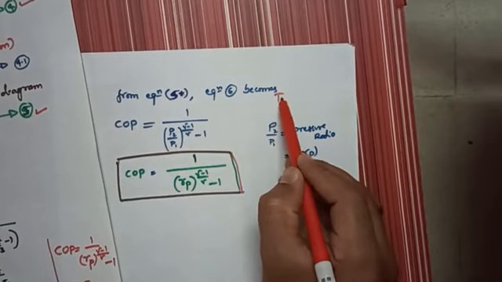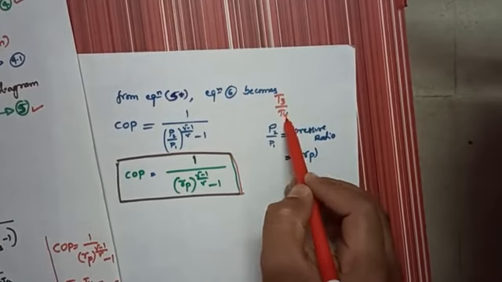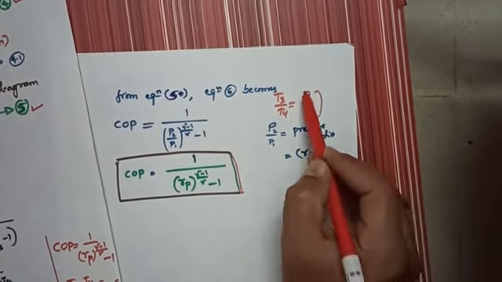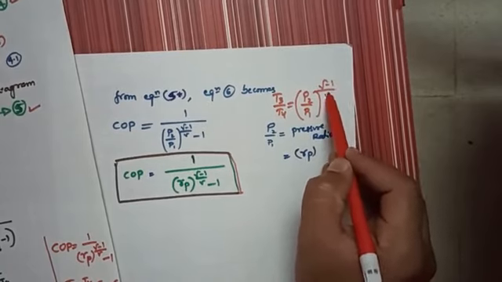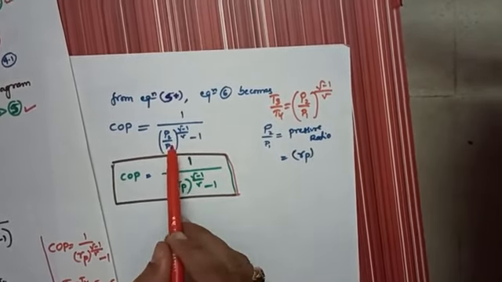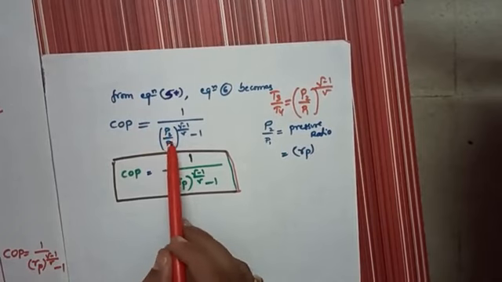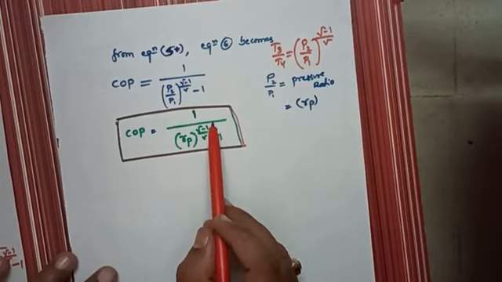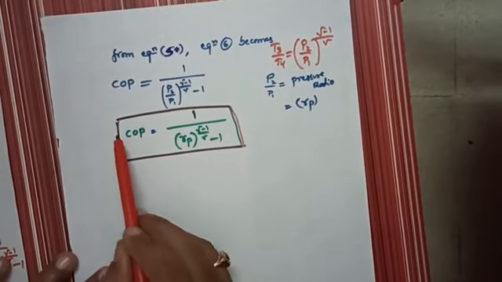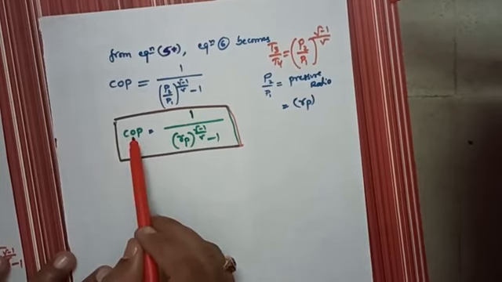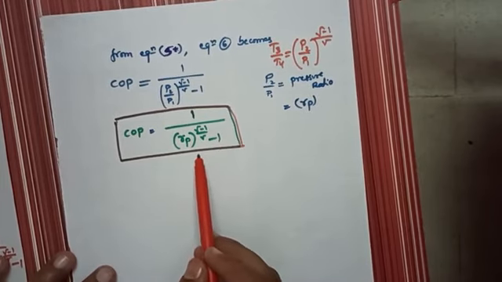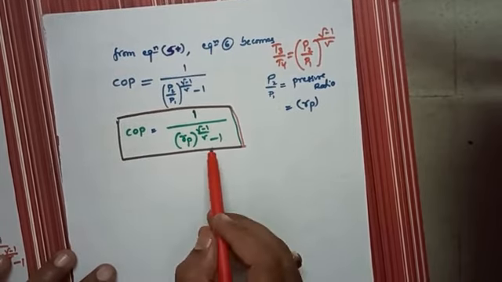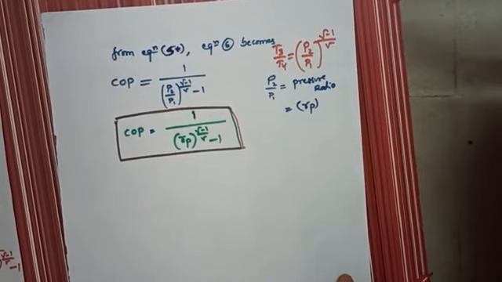If you want, I can write here T3 by T4 is equal to (P2 by P1) to the power of gamma minus 1 by gamma. So this value I have substituted here. So what is the ratio of P2 by P1? P2 by P1 is the pressure ratio. So the pressure ratio is RP, to the power of gamma minus 1 by gamma, minus 1. So this is the expression for the coefficient of performance of a Bell-Coleman cycle, or reversed Brayton cycle. Very important from the exam point of view.